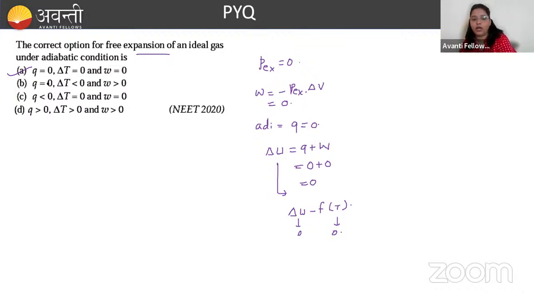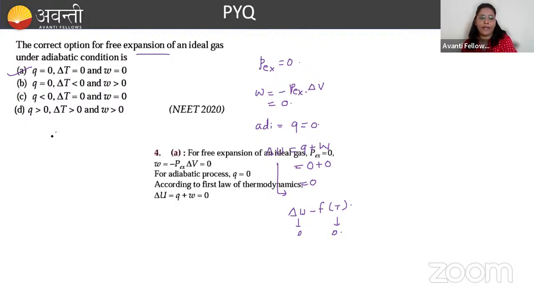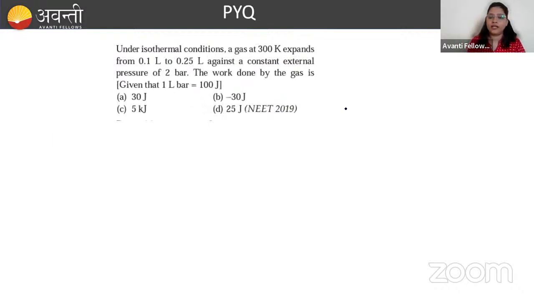Any doubt in this? Okay, let's move on to the next problem. Under isothermal conditions, a gas at 300 Kelvin expands from 1 liter to 0.25 liter against a constant external pressure of 2 bar. The work done by the gas is, so we have been given the conversion of 1 bar in terms of joule. Here, expansion of gas is taking place against a constant external pressure, and we have been given the volumes as well as the external pressure. So we know the formula, W is equal to minus P external into delta V.